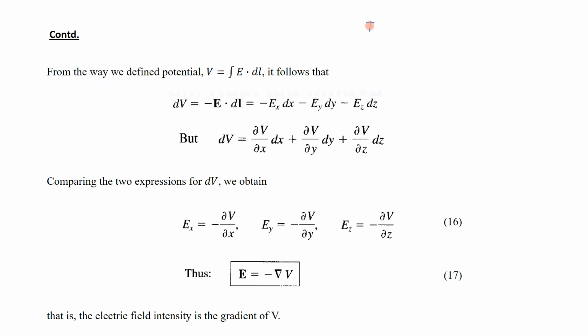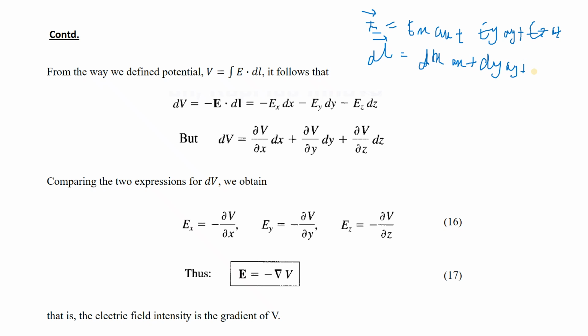E dot dl means E is a vector, isn't it? E is the vector of the electrostatic field. So in Cartesian coordinate system, it is written like this: Ex unit vector x plus Ey unit vector y plus Ez unit vector z. And what is dl? dl is the displacement. That is, dl will be dx unit vector x plus dy unit vector y plus dz unit vector z.